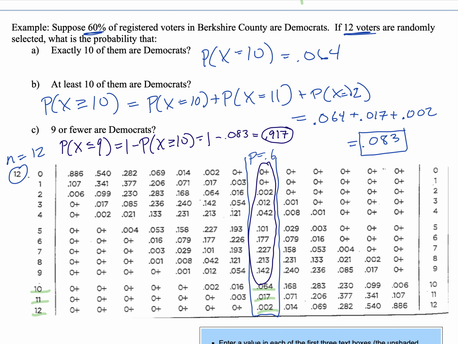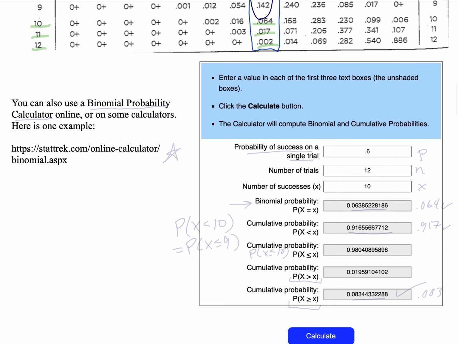You can also use a binomial probability calculator. Some of your actual calculators that you may have at home have this ability, like if you look at usually the probability button, if your calculator has one. If not, you can also use online versions. So here is a website for an online binomial probability calculator. If you just Google search binomial probability calculator, you can easily find this one or similar ones.